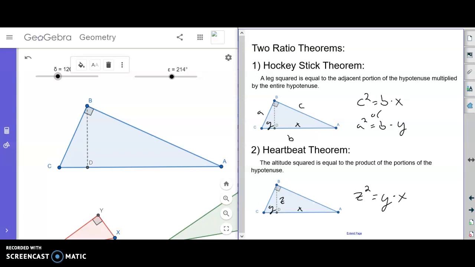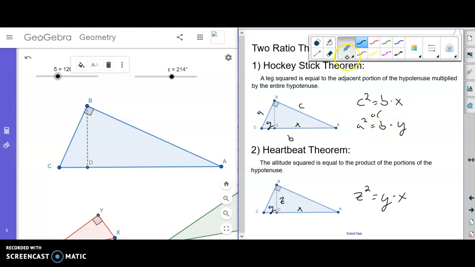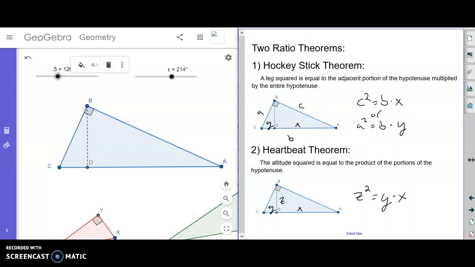The first one is called the hockey stick theorem. So I have it written here that a leg squared is equal to the adjacent portion. Adjacent means next to. So this leg squared is equal to the adjacent portion times the entire one. Notice how the hypotenuse is in both of those. And it's called a hockey stick theorem. Let's see if I can show you why. We take the entire length, whip around, get the hypotenuse, and go up there. It kind of looks like a hockey stick in a way. It's just how we memorize it.